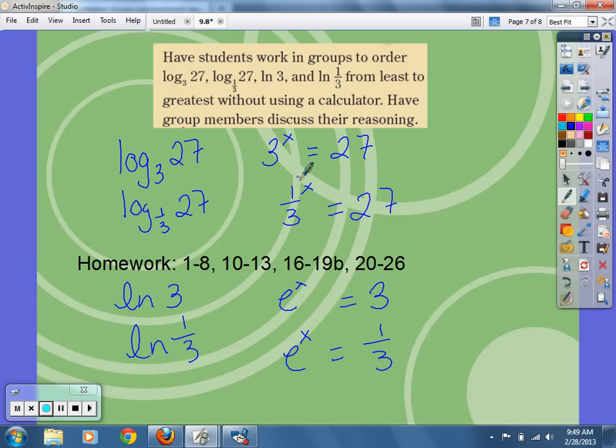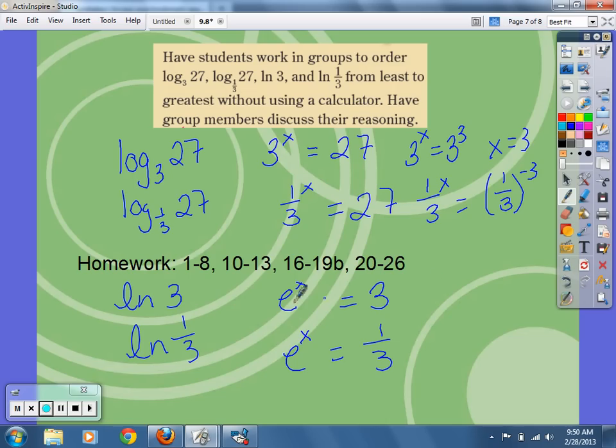Okie dokie. So 3 to the x equals 3 to the third. Here x equals 3. 1/3 to what power equals 27? Well, let's see how I can change this to 1/3. 1/3 to the x equals 1/3 to the -3. If I have that negative, that moves it to the upstairs, which makes it 27.